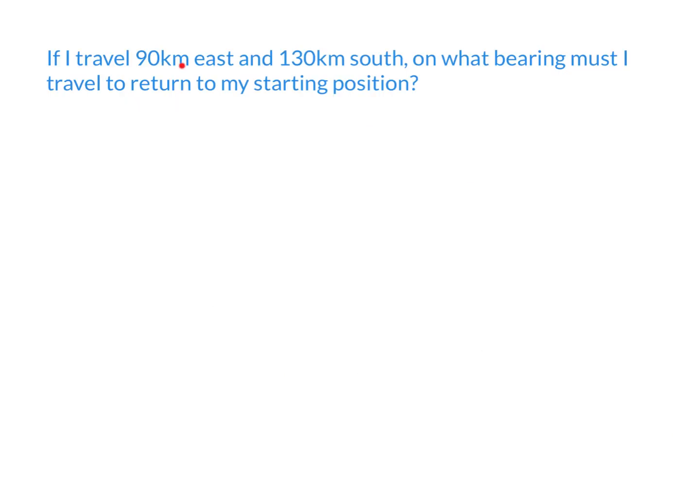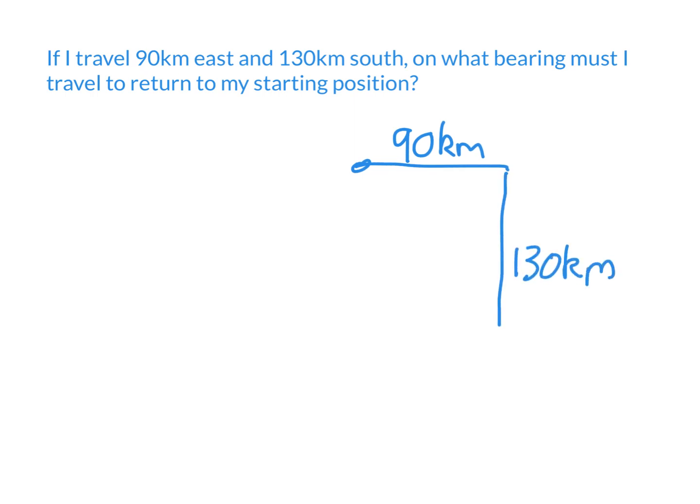So I travel 90 kilometers east, 130 kilometers south. On what bearing must I travel to return to my starting position? So again, even if you have no idea what the question's saying, let's just start by drawing a diagram. Because you probably know if I start here, this direction is east. So I've got 90 kilometers east. And then I've gone 130 kilometers south. There'll be a right angle here because east and south are at right angles to each other. So always make sure in your diagram that there is a right angled triangle. So we're going to join this up so it's a right angled triangle.